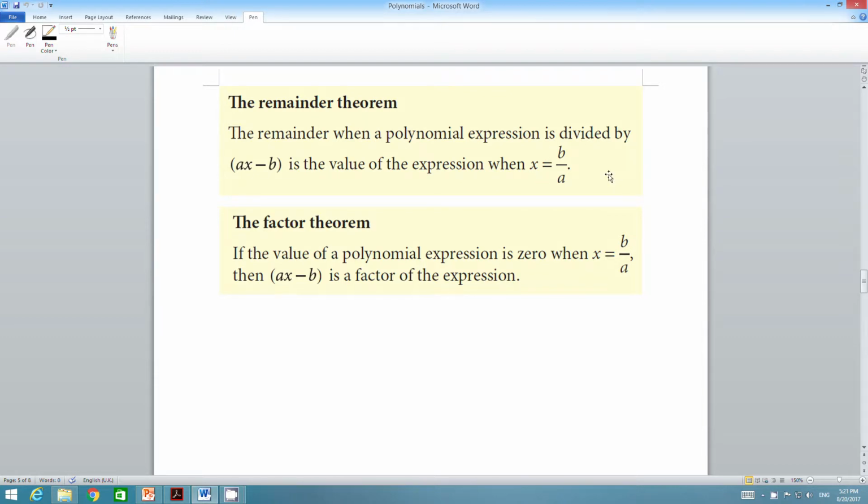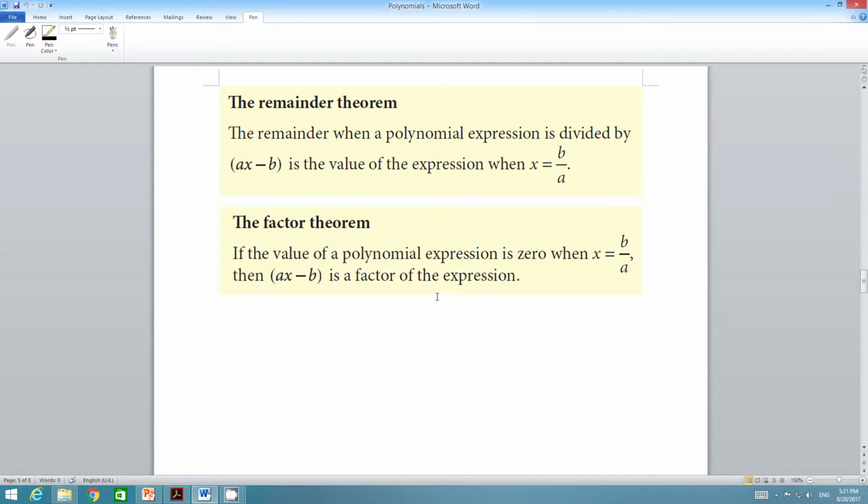In a bit we will look at the meaning of the remainder theorem, but first of all let's take a look at the factor theorem. This one is used most of the time. If the value of a polynomial expression is 0, then when I plug in x is equal to b over a, ax minus b is a factor of the expression.